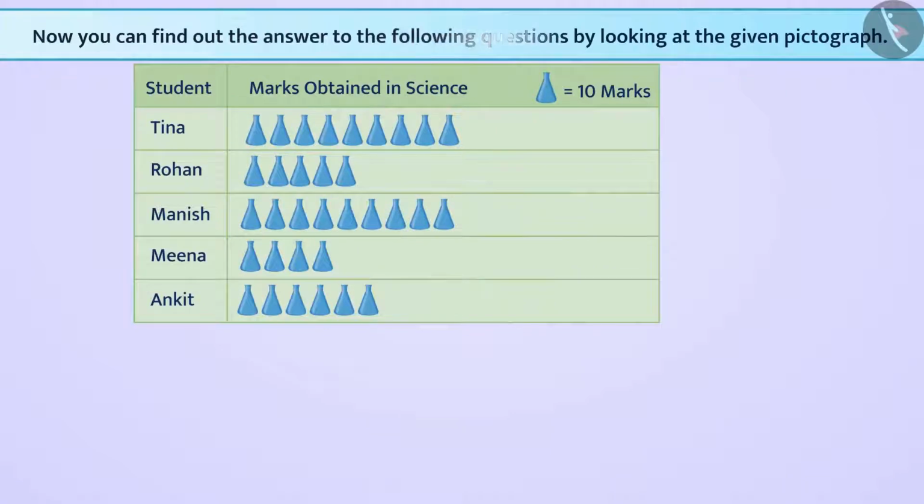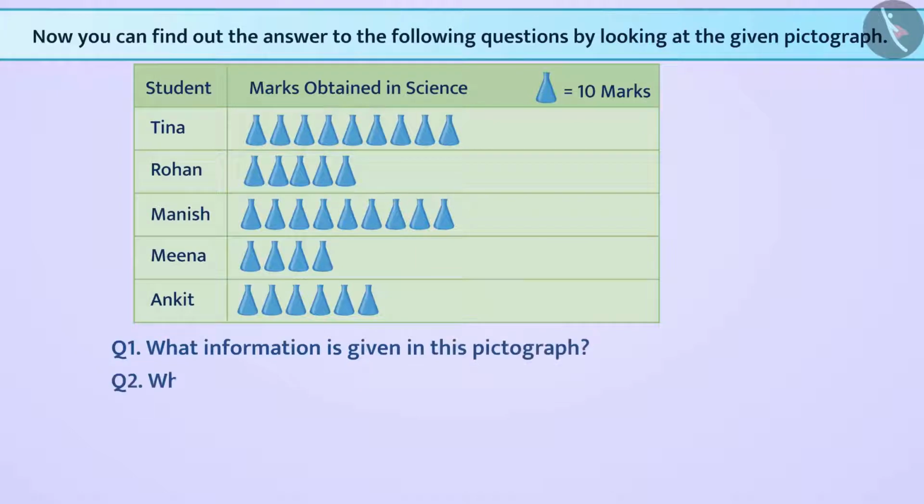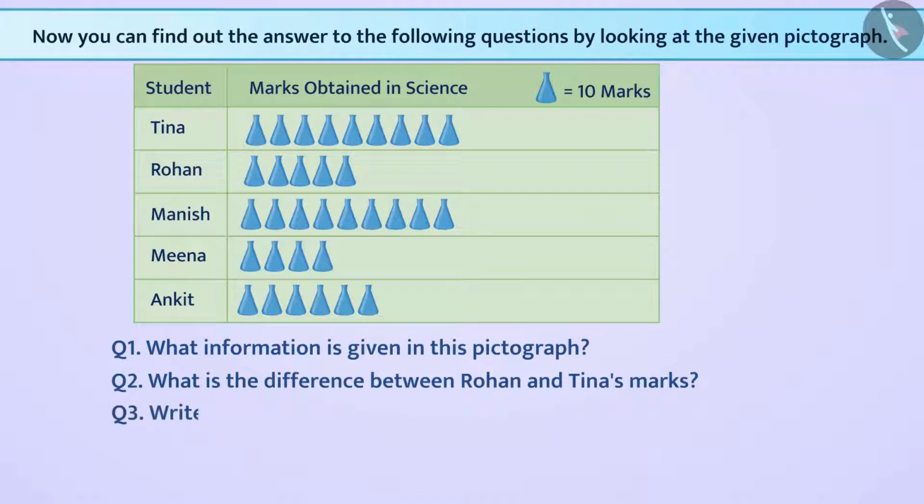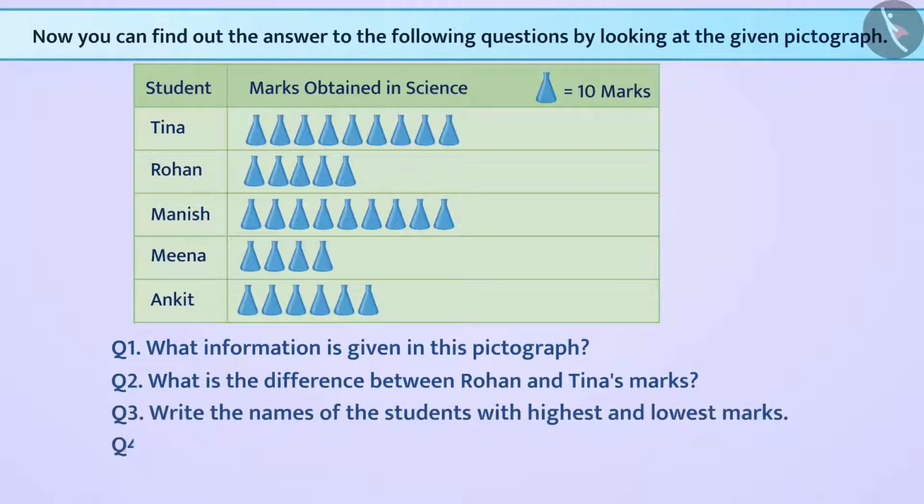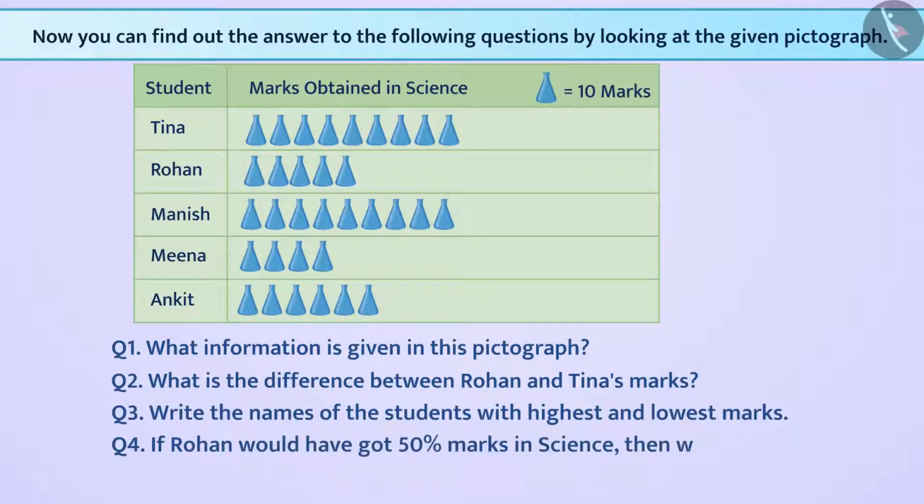Now you can find out the answer to the following questions by looking at the given pictograph. What information is given in this pictograph? What is the difference between Rohan and Tina's marks? Write the name of students with highest and lowest marks. If Rohan would have got 50% marks in science, then what percentage of marks did Manish get?